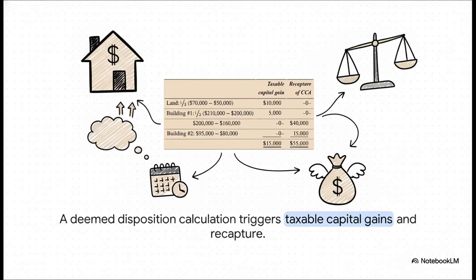Let's just walk through this example to see how it works. For the land, the trust is deemed to have sold it for $70,000. We subtract the original cost of $50,000, and that gives us a $10,000 taxable capital gain. Now, building number one is a bit more complex. It triggers both a capital gain and what's called a recapture of depreciation that was claimed over the years. You can see how this rule can create a massive tax bill out of thin air, which is why trustees have to plan for it years in advance, often by distributing assets before that 21-year clock strikes.